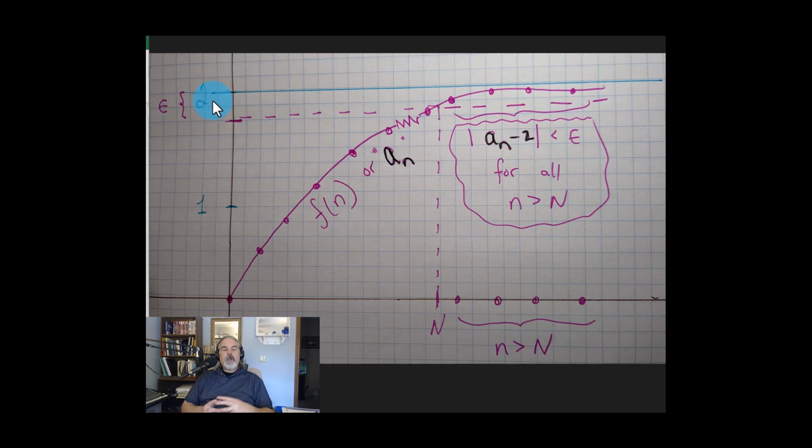In other words, whatever epsilon we are given, we have to be able to decide what threshold for the input value we need to set so that once we're beyond that input value out here, we are landing within epsilon of 2. Okay? And this is all about knowing how to measure that.